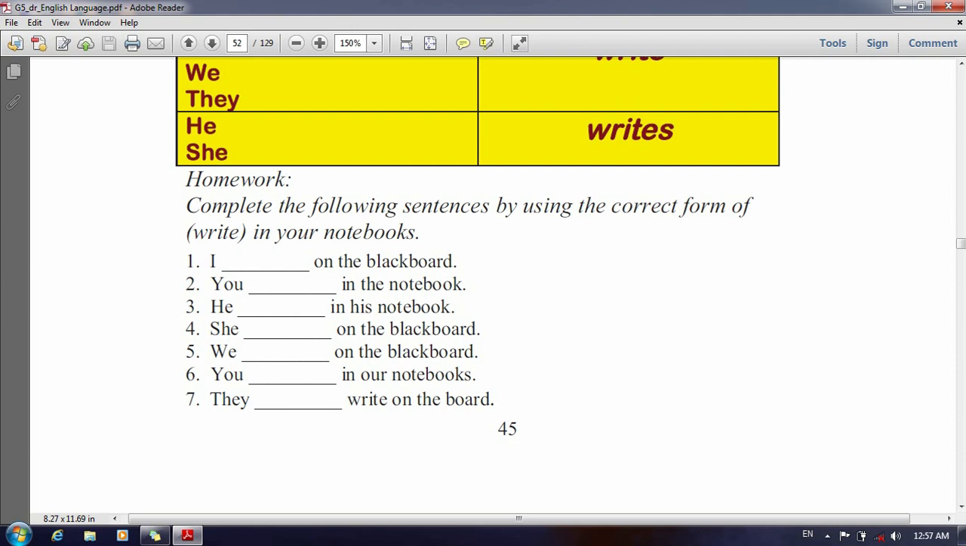We write on the blackboard. You write in your notebooks. They write on the board.